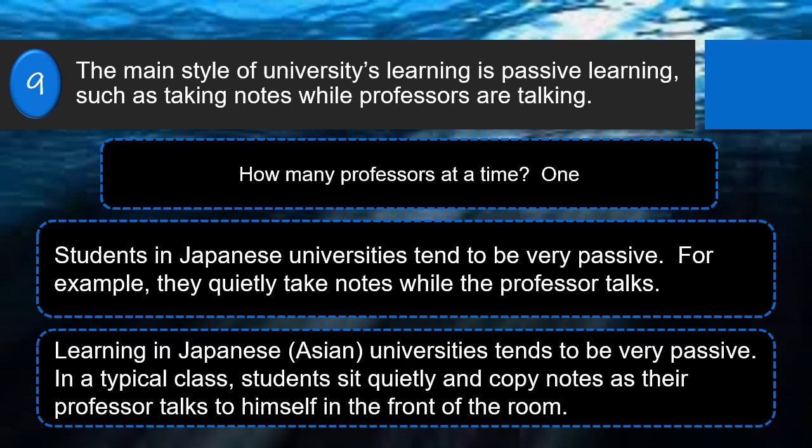But I would make it even more descriptive. This is something where you want people to feel how passive it is. Learning in Japanese, learning in Asian universities tends to be very passive. In a typical class, students sit quietly and copy notes as the professor talks to himself in the front of the room. I've added "talks to himself" to show that it's not really interaction. It would be the same as watching a YouTube video, right? There's no interaction between the people. So anyway, this is what I would do, and this is the additional description that I would add.